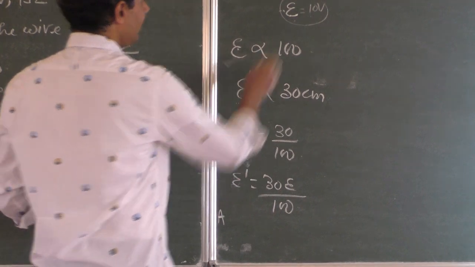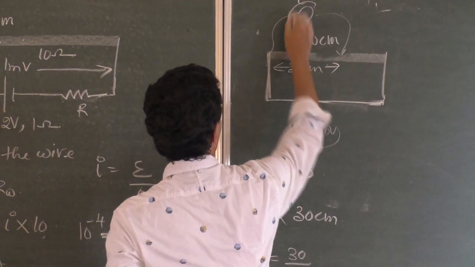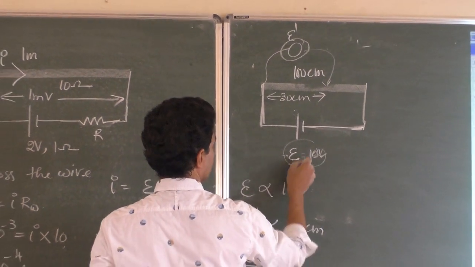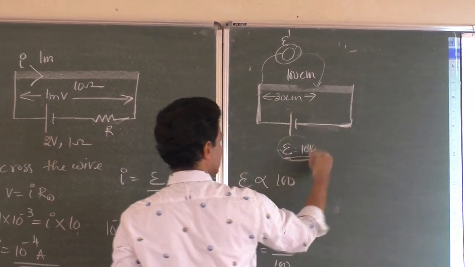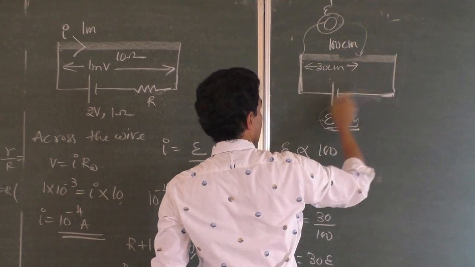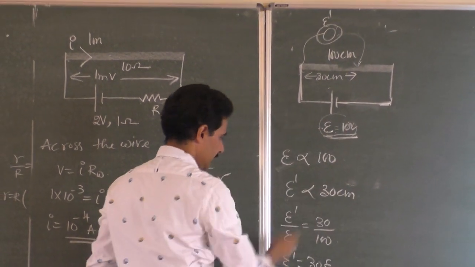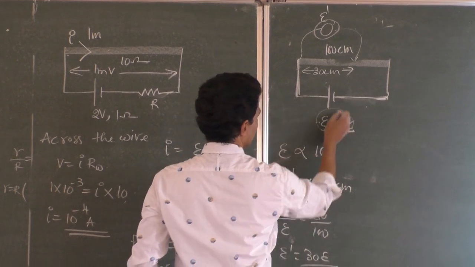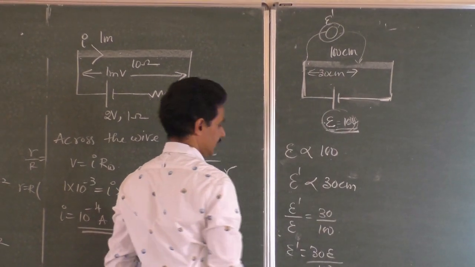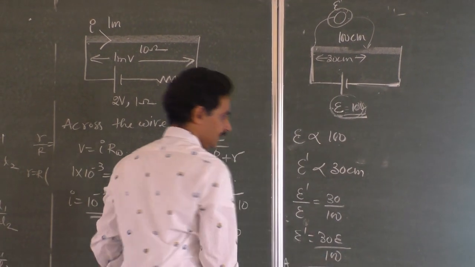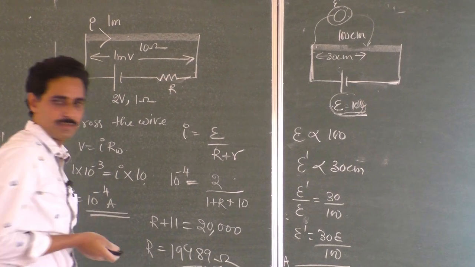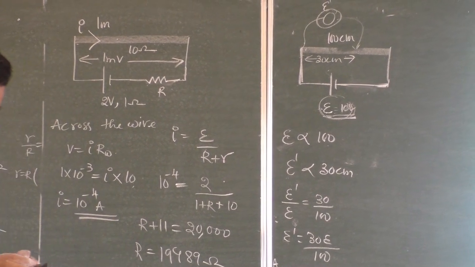And remember, you can't balance a battery whose EMF is greater than this EMF, because the maximum available is this EMF. You can't balance any voltage source using a voltage which is greater than this one. So for the full EMF it is 100, and for this EMF it is 30 centimeters. So this is the answer. The third option, 30E by 100.